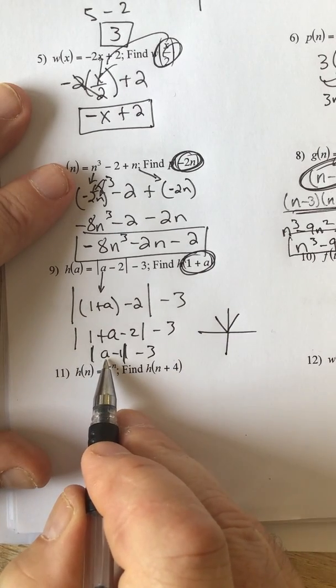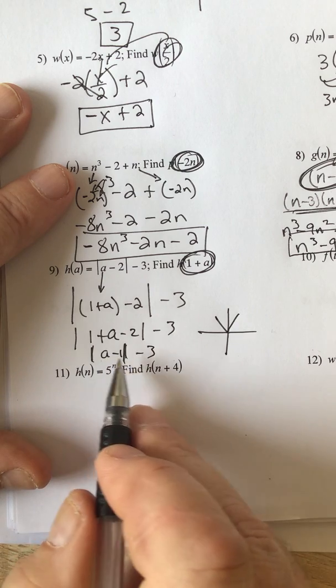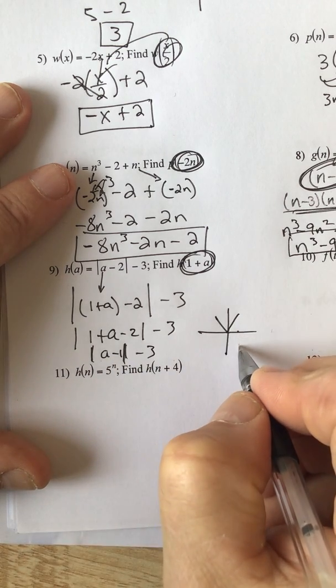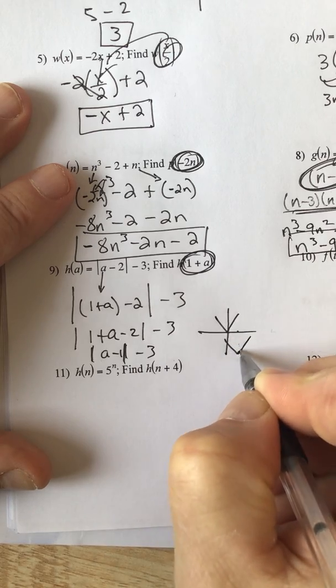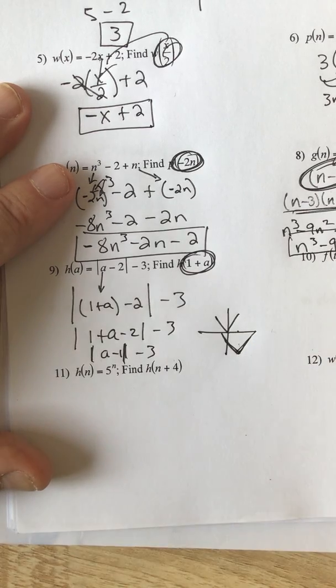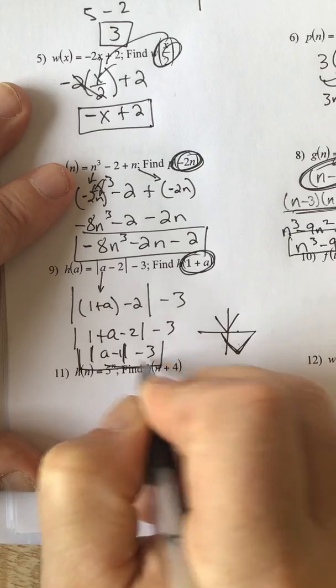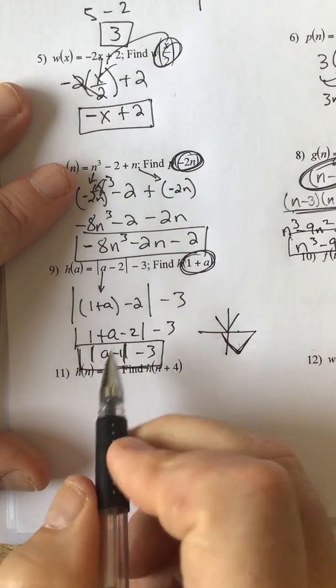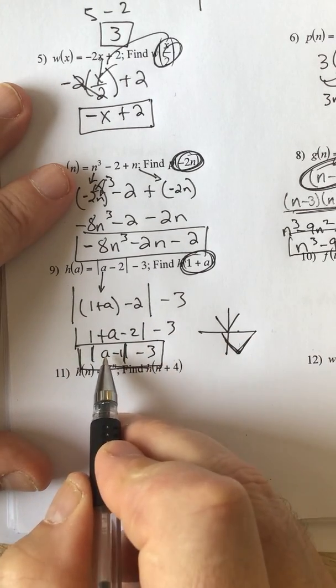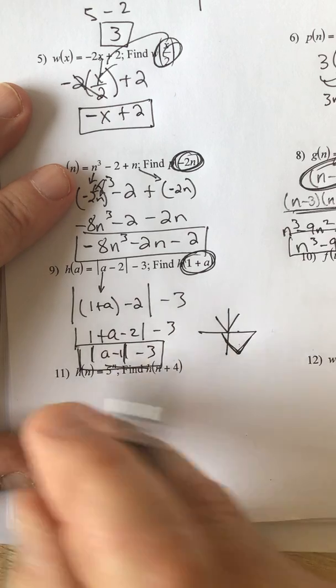Remember, this is the shift, so this will be the right shift. This will be to the right 1 and down 3. So right 1, down 3, it really means it's that shape right there. So that's it. You cannot split a subtraction apart with an absolute value. They don't come out of there one at a time.